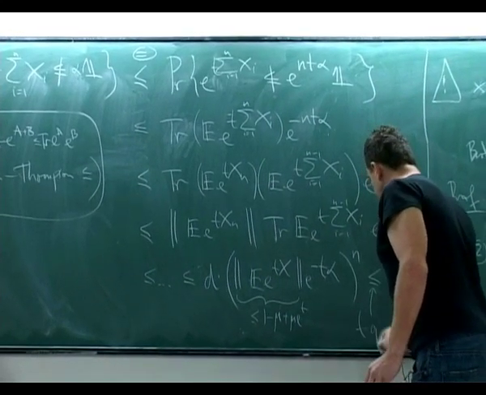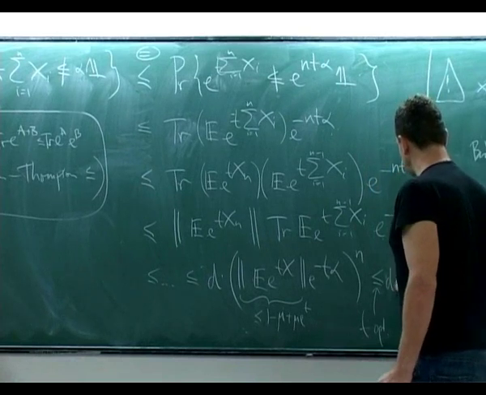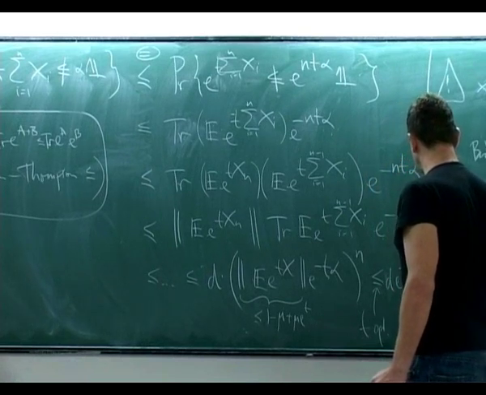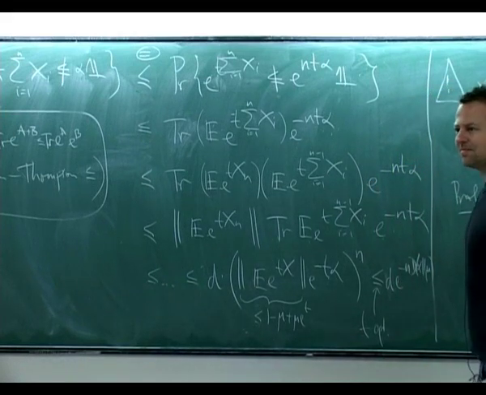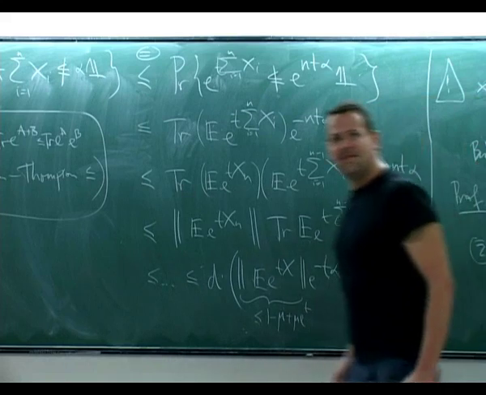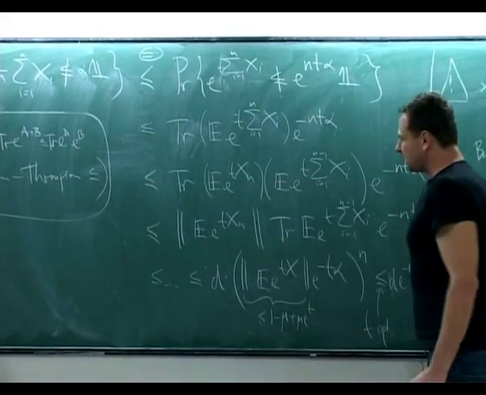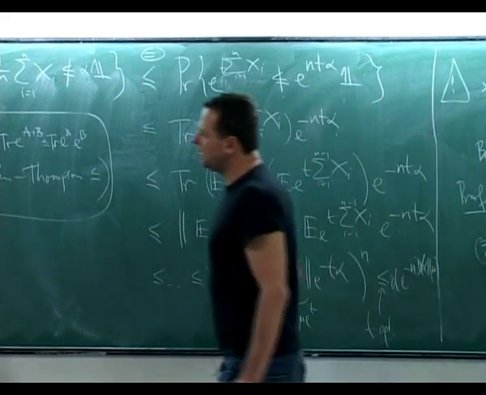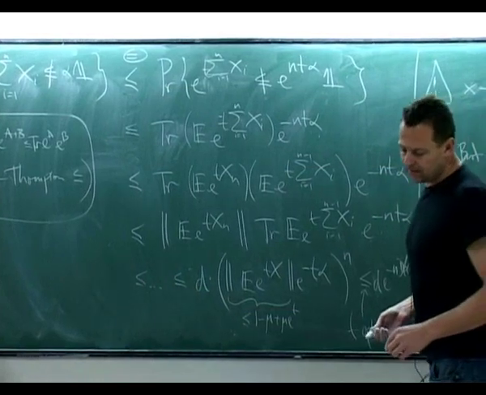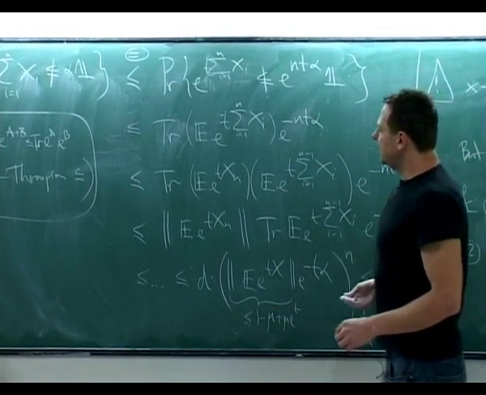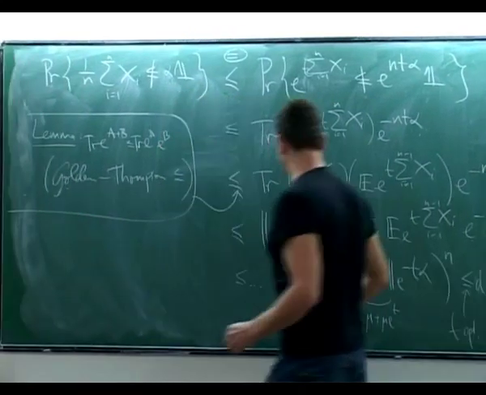And then of course I just choose t to be optimal, and then I get the same thing, e to the minus n relative entropy. Yeah, so that's it. So yeah, I mentioned Joel Tropp. I guess I shouldn't really go into it. So this is one way of the induction.